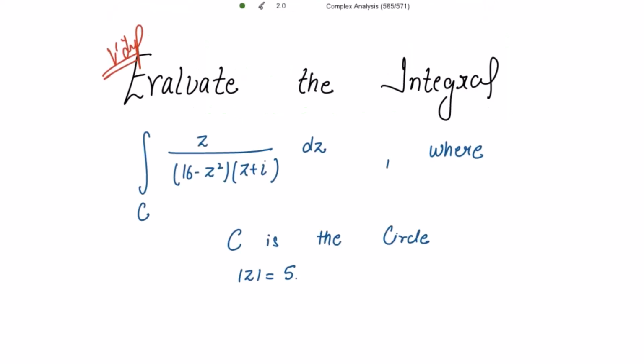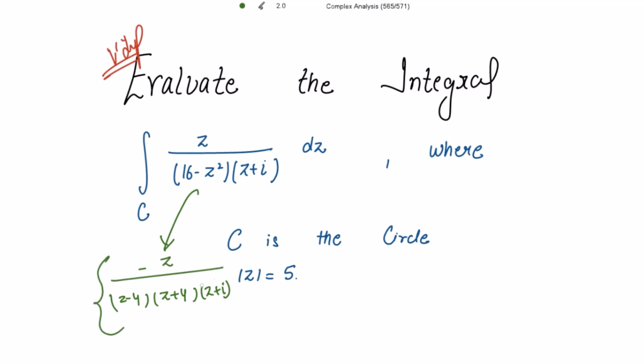We need to evaluate this integral where C is the circle |z| = 5. This is a very important question. Now here we can write this denominator as (4 − z)(4 + z)(z + i). Or if I take the negative outside, I'm getting here (z − 4) and let me write this (z + 4). And I can take the integrand to be −z divided by this.